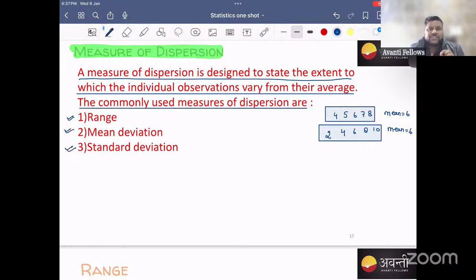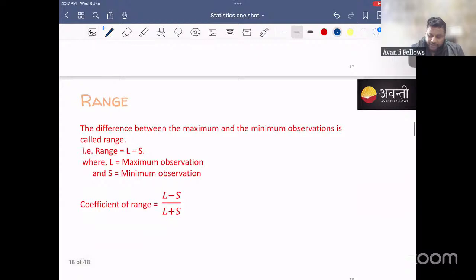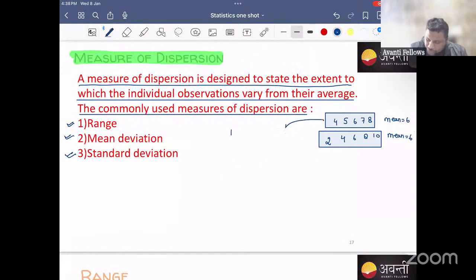Understood? So first is range, then mean deviation, and then standard deviation. So data, if it is very much deviated from its mean, is not considered good data. And data which is very close to its mean is considered good data. Now, what is range? The difference between the maximum and minimum observation is called range. Now, definitely see in this data, range is 4, whereas in this data, range is 8. And what I'm saying again and again is that the first data is good because it is less deviated.